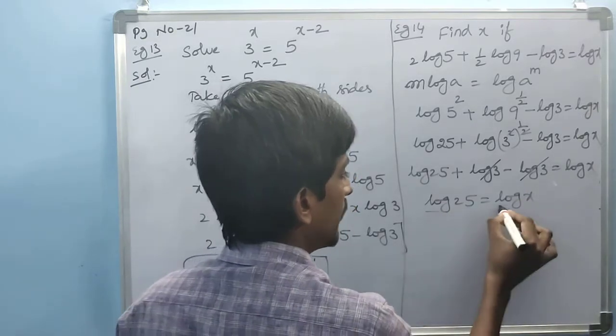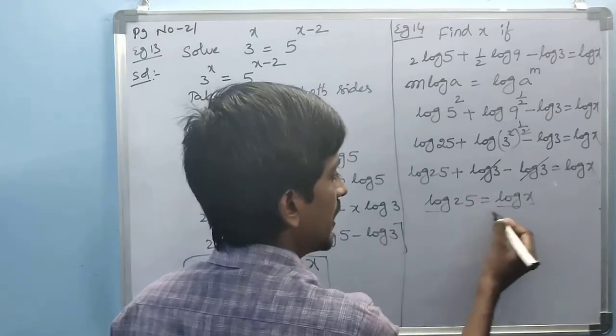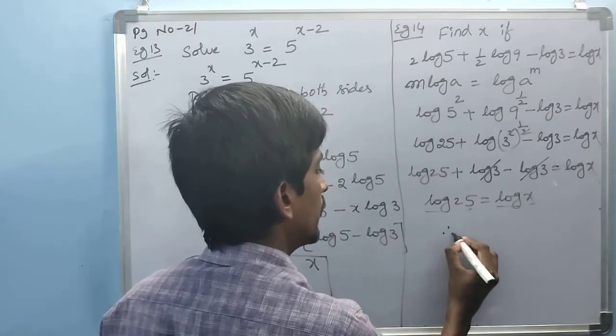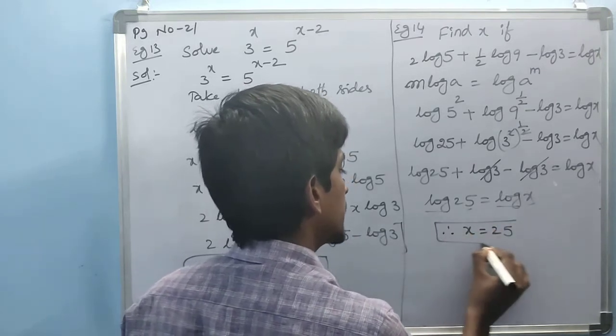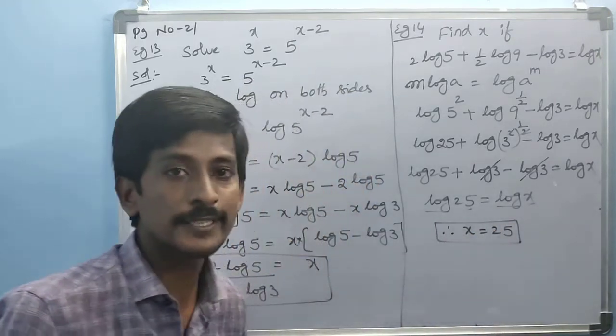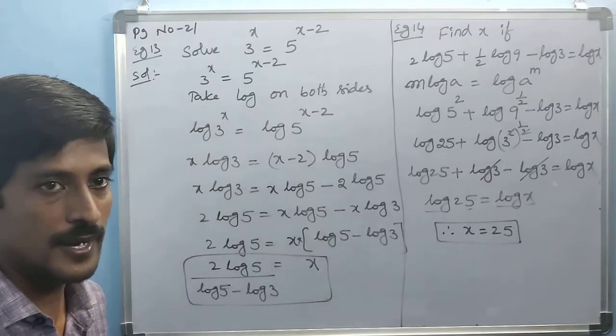So, in the place of log equals to log, what is the x value? 25. Therefore, x equals to 25. This is a very most important 2 marks sum. Okay.